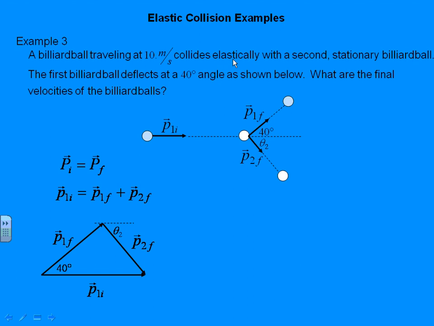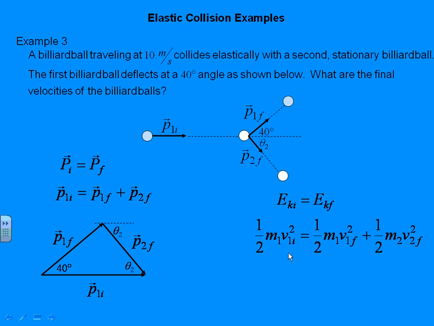However, this is an elastic collision, or at least a nearly elastic collision. And that means kinetic energy is also conserved. Oh, by the way, theta 2 is the angle down here as well, because these are two parallel lines cut by a transversal, so alternate interior angles are congruent. So we also have conservation of kinetic energy.